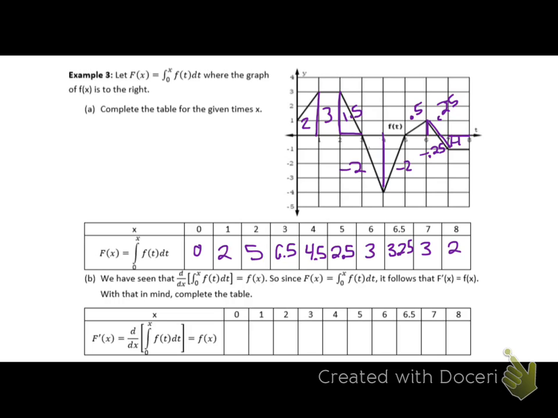Now we know that the derivative of the integral is just the original function. So if capital F of x is the integral from 0 to x of f of t dt, then capital F prime of x, when I take the derivative of that, I just get f of x. Which means that this table here, capital F prime, is just the values at those particular points. So all we have to do is go up to the function.